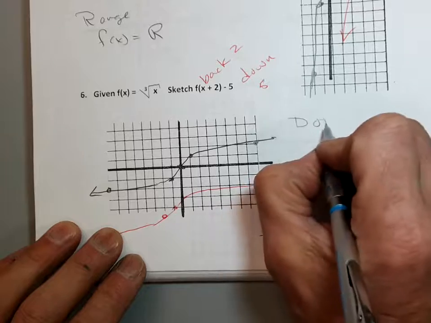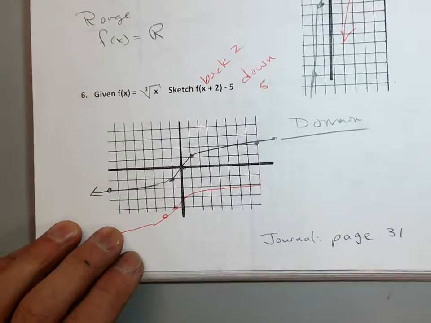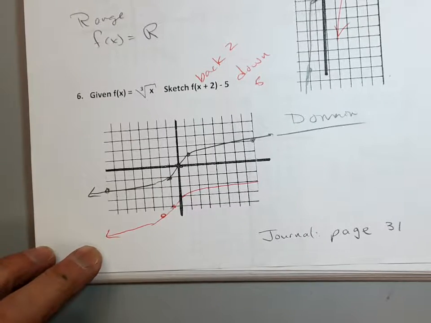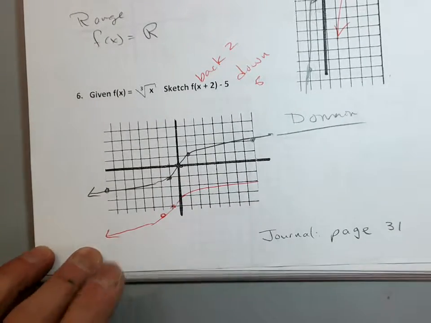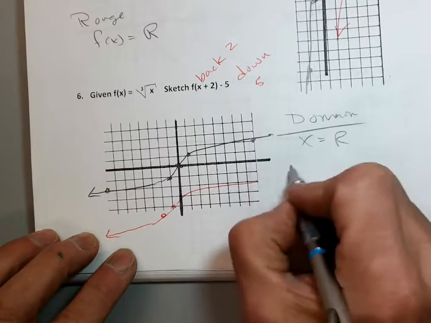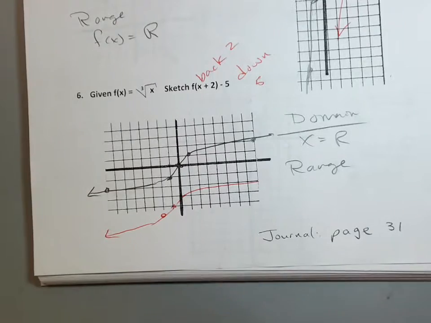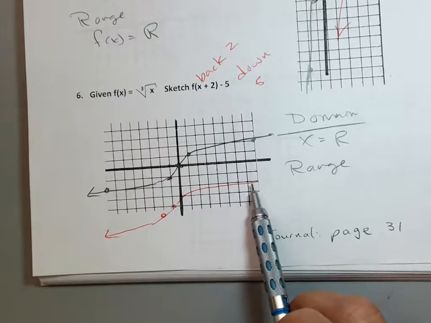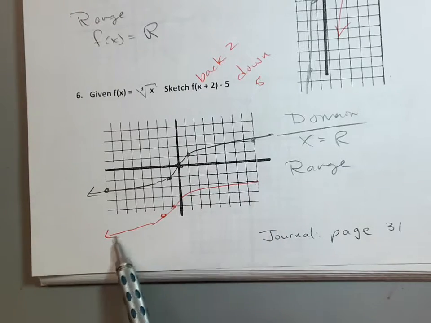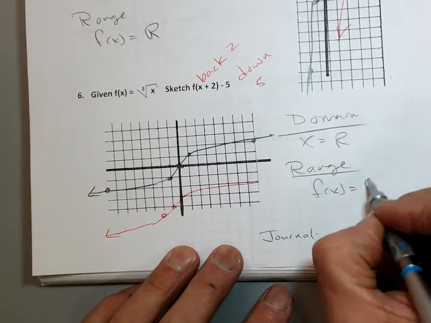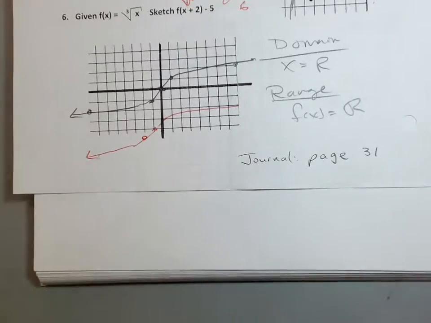Domain. Yeah, look how wide it is. Every single number's there, right? X equals all real numbers, and then range. It kind of looks like it's flat out, but it's always going up, isn't it? Even though it's going to be going up very slowly, this graph is always moving up, and this graph is always moving down, even though it happens very gradually. So range is f of x equals all real numbers also. Okay, now let's take a look at what's in our journal, okay?